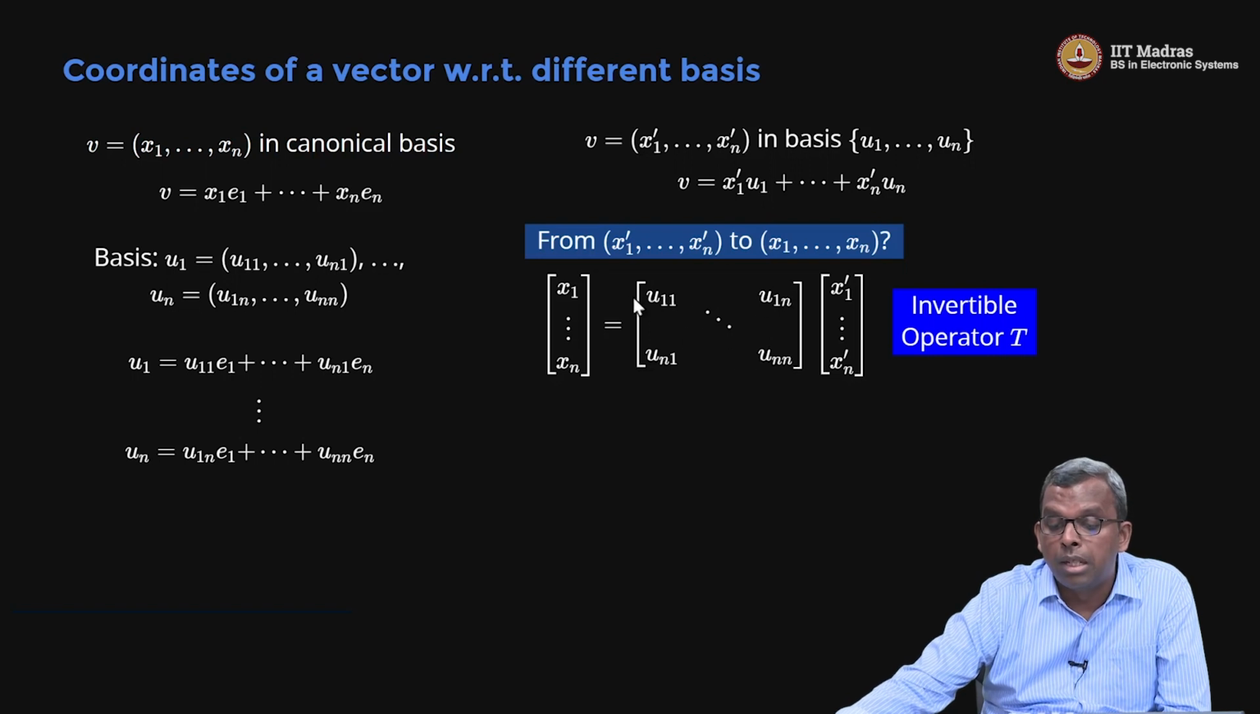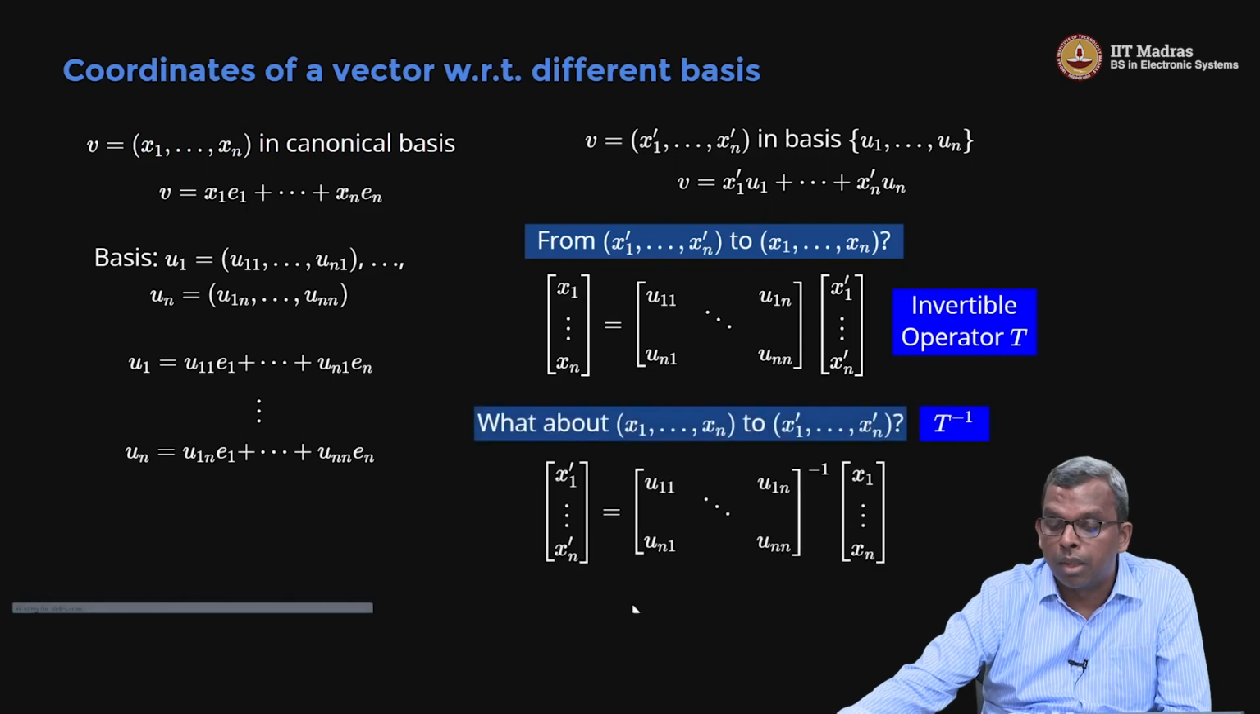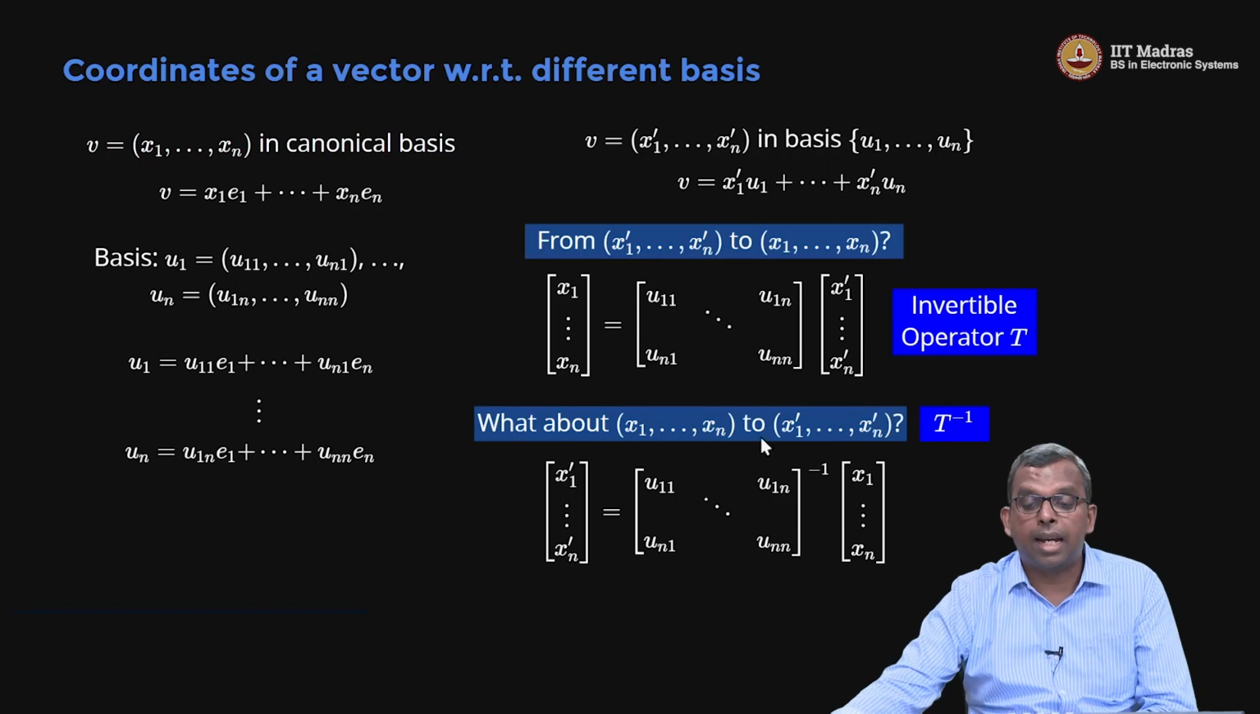How do I go from x1 to xn to x1 prime to xn prime? How do you do the reverse? I can just do T inverse. Okay. So, take this to the other side, which means this matrix inverse multiplied by x1 to xn will give you x1 prime to xn prime. So, this kind of an idea you should be very clear on. When I change basis, go from canonical to this one, all I have to do is multiply by the inverse, and I will go to x1 prime to xn prime.